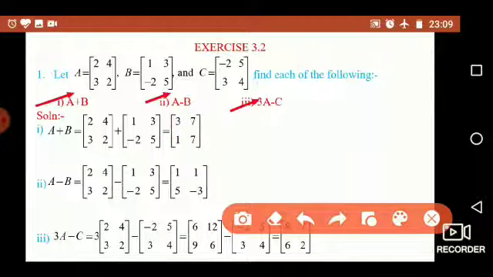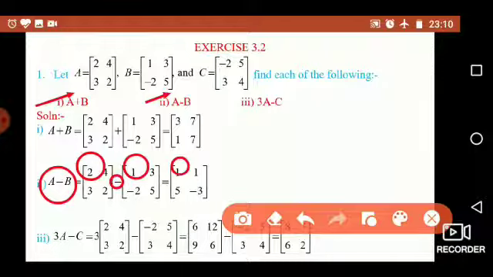Similarly, we can find matrix A minus B. We have to find matrix A minus B. Since A and B are once again of the same order, we can subtract the second matrix from the first. That is, the corresponding elements of both the matrices are subtracted. We get 2 minus 1 is equal to 1.